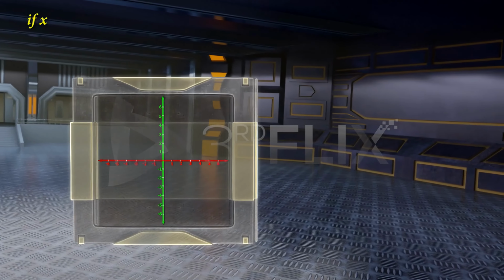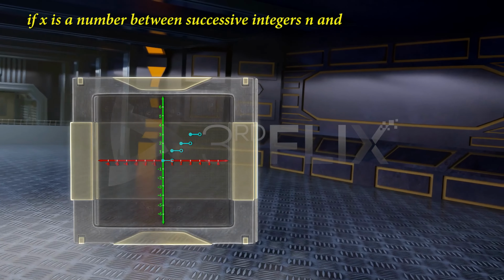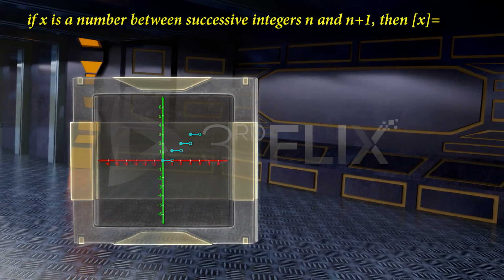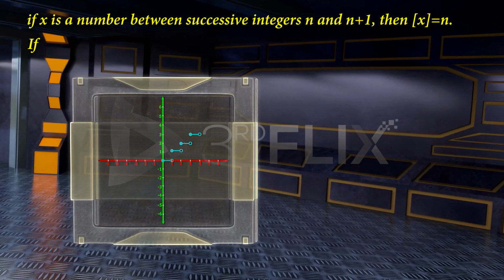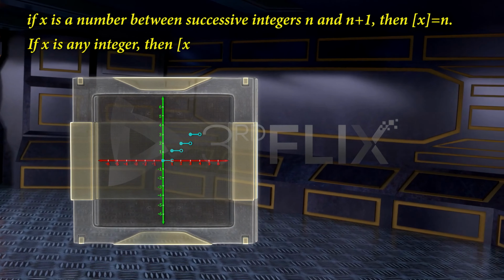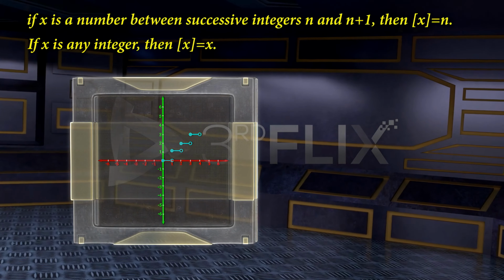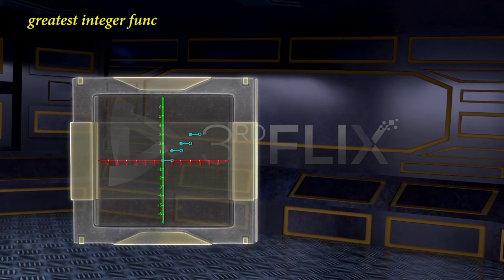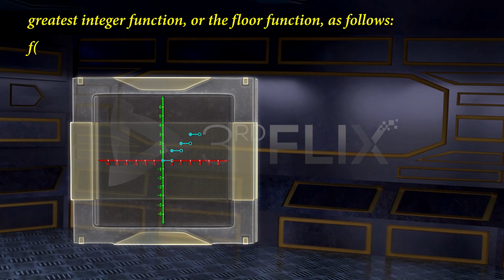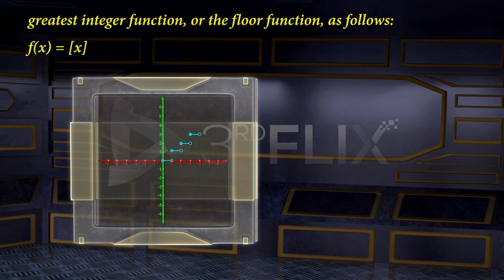Thus, if x is a number between successive integers n and n plus 1, then the greatest integer function of x equals n. If x is any integer, then the greatest integer function of x equals x. Using this concept, we can define the greatest integer function or the floor function as follows. f of x equals the greatest integer function of x.